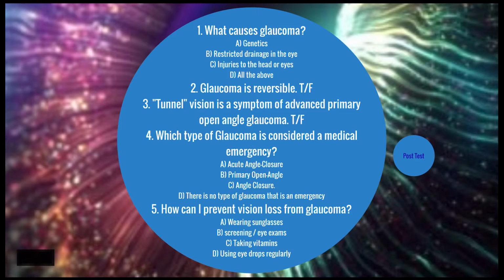Number 1, what causes glaucoma? Number 2, glaucoma is reversible. 3, tunnel vision is a symptom of advanced primary open-angle glaucoma. 4, which type of glaucoma is considered a medical emergency? And 5, how can I prevent vision loss from glaucoma?